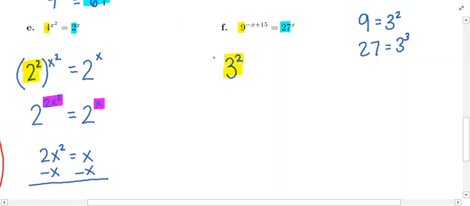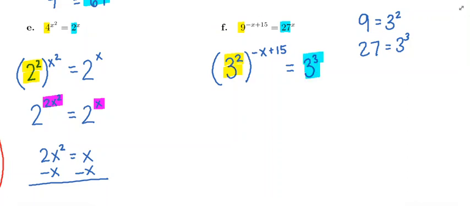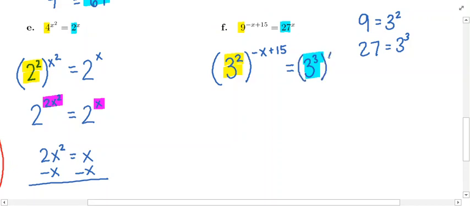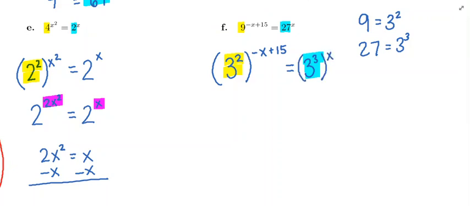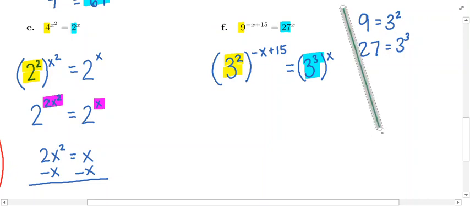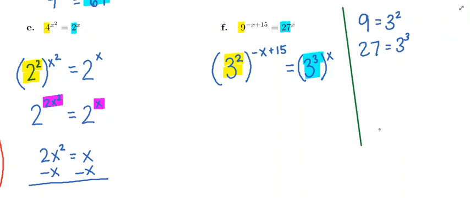We need to take the 9 and raise it to the negative x plus 15 power. So I have 9 raised to the negative x plus 15 power. On the right, 27 is the same thing as 3 cubed. So the stuff in blue is equivalent. You need to take 27 and raise it to the x power. All right, so now we at least have the same base. Remember, the bases are the same, so ultimately we're going to equate the exponents. But before we can do that, we have to simplify the exponents.